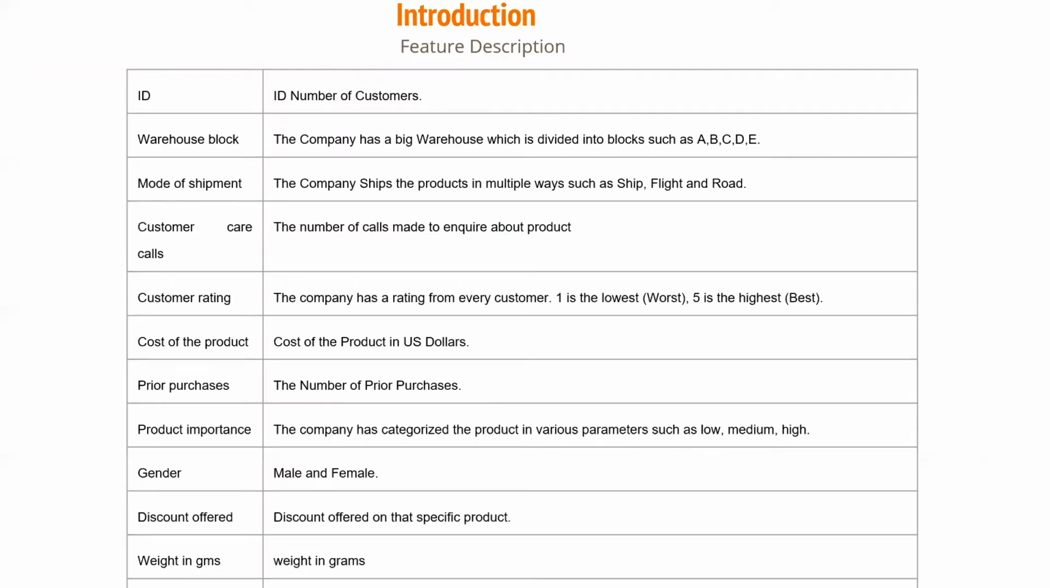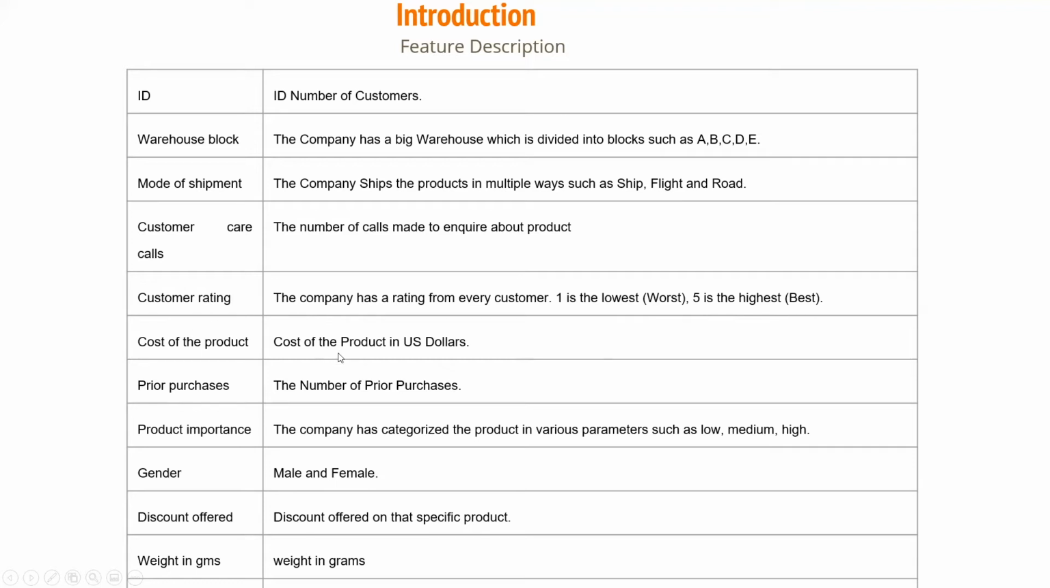Here is our introduction about our feature description. ID, where ID is the customer's warehouse block. The company has a big warehouse which is divided into blocks such as A, B, C, D, E, five racks. Model shipment. The company ships the product in multiple ways such as ship, flight, and road, in three ways. Customer care calls. Number of calls made to inquire about the product. Customer rating. Rating from 1 the lowest, worst, to 5 the highest.